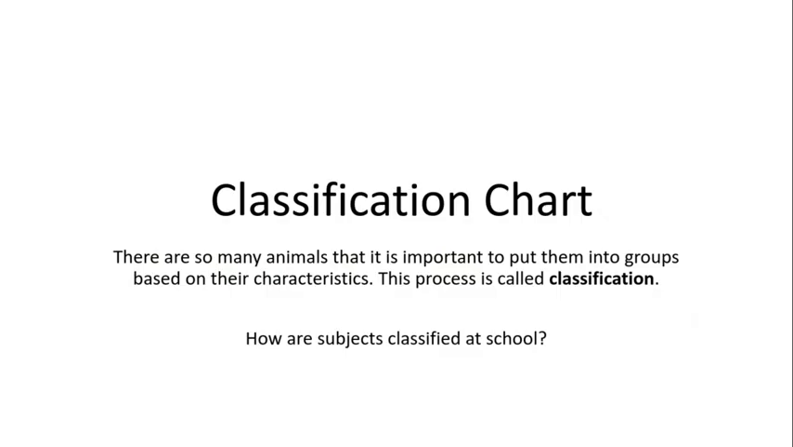We're going to look at a classification chart quite a bit every day, and we're going to be filling it in. There are so many animals that it is important to put them into groups based on their characteristics. This process is called classification. Characteristics are things used to describe the different animals. They might have unique characteristics that no other animal has, and then they might share some with other animals.